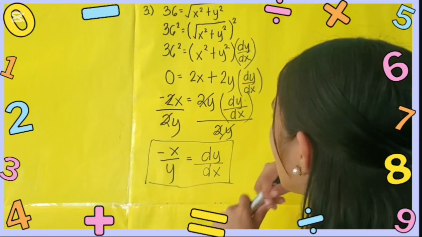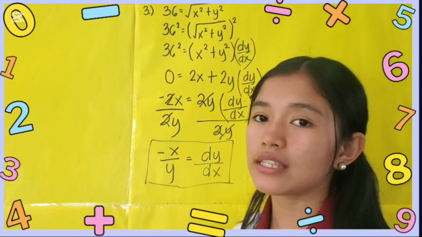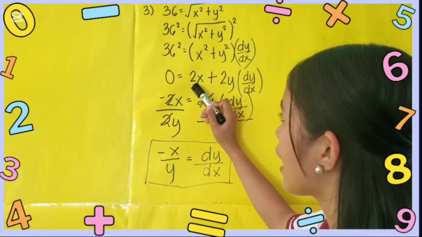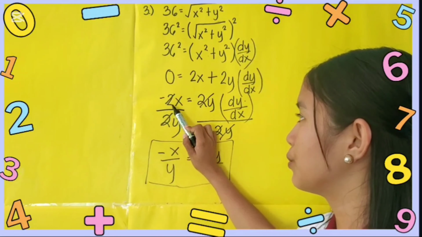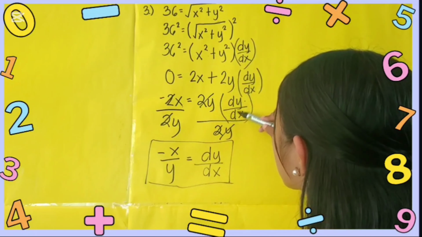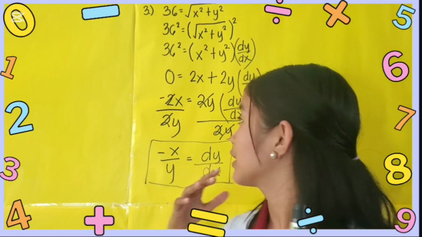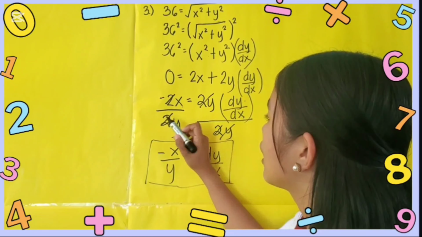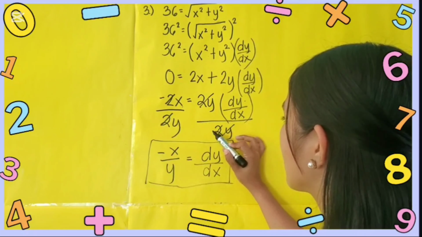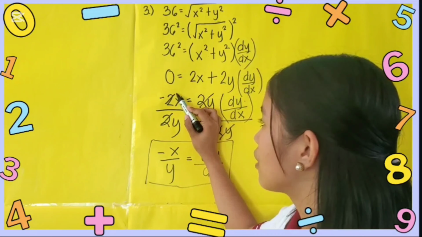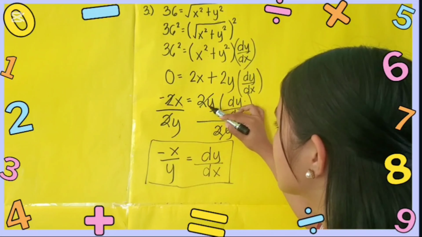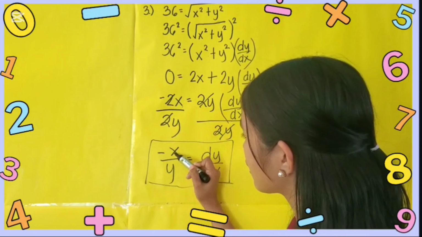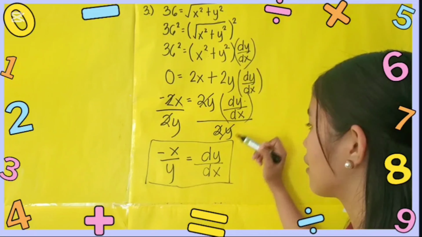And then let's isolate dy over dx. It means that we need to separate the 2y from 2x. So let's transpose 2x to the left side and it will become negative 2x is equal to 2y times dy over dx. So to cancel out the 2y, let's divide both sides by 2y. So I write here 2y divided by 2y here. So let's cancel out 2 and 2, and here let's cancel out 2y and 2y. So the answer will become negative x over y is equal to dy over dx.